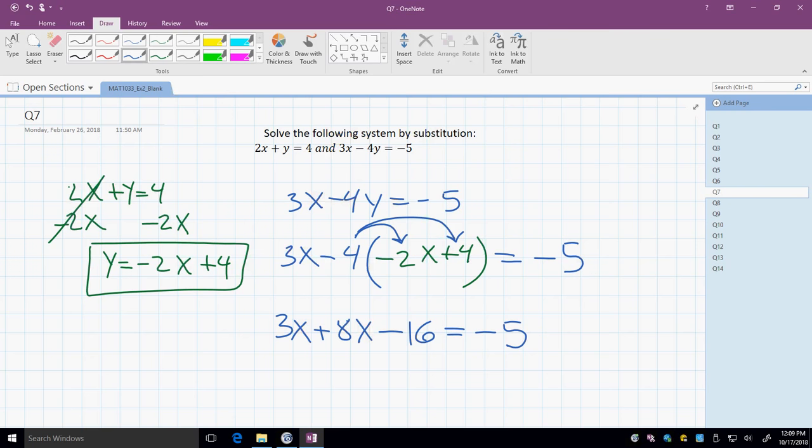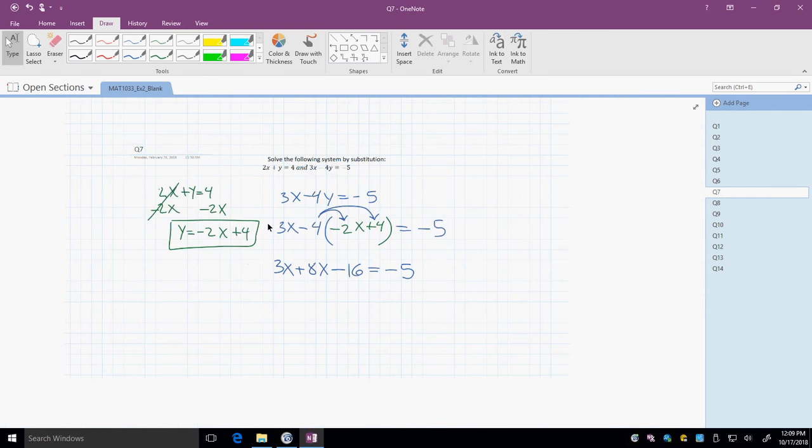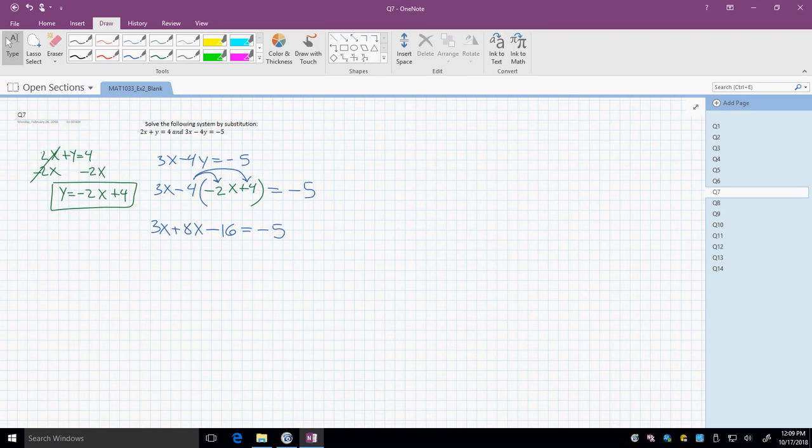Good. Now I'm going to combine like terms. Exactly. So I'm going to get 11x minus 16 equals negative 5. Plus 16, both sides, plus 16. These cancel. 11x equals, different signs.